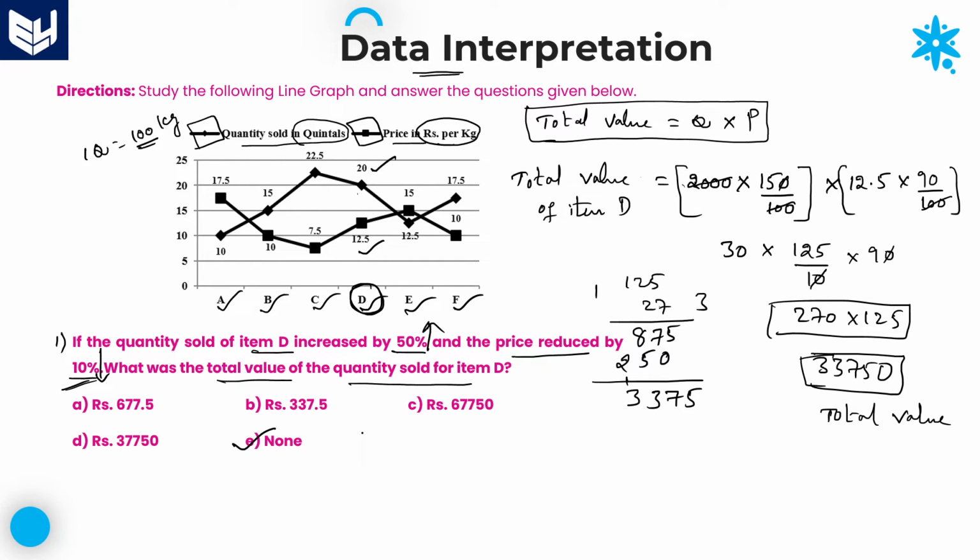33,750. That particular option is not there. Here, initially, if you are not doing the multiplication with 100, you will get it as 337.5. That is not your correct answer. Here your correct answer is 33,750. Option E is the right answer. You just note down this answer, 33,750. Okay.